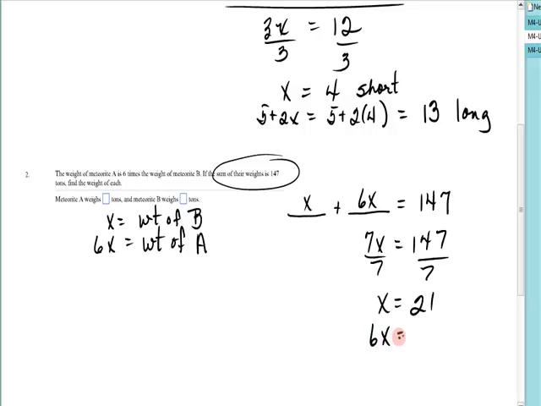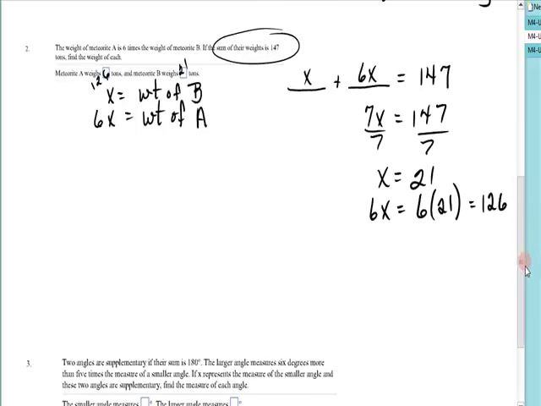6x is the other one, so it's 6 times 21, which is 126. Yes, again, you could have taken 21 and subtracted it from the total of 147 to get the 126. But these are the weights. So for A, that's the bigger one, that's the 126, and B, that's 21. You want to make sure you answer them in the right spots.